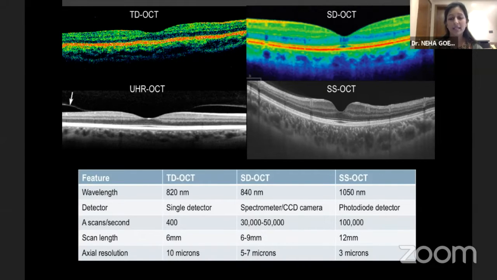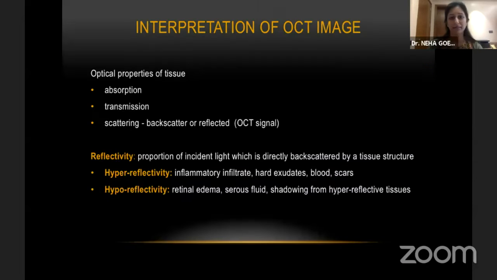So again, just revising, the wavelength is the same in time and spectral domain, whereas in swept source, we have a longer wavelength. There was a single detector in time domain, replaced by a spectrometer in spectral domain, and now a photodiode detector in swept source OCT. Of course, the number of A scans per second is more than 10 times over these, and the scan length has also increased, allowing for a wider area to be visible in a single scan. And as I said, the resolution has been increasing.